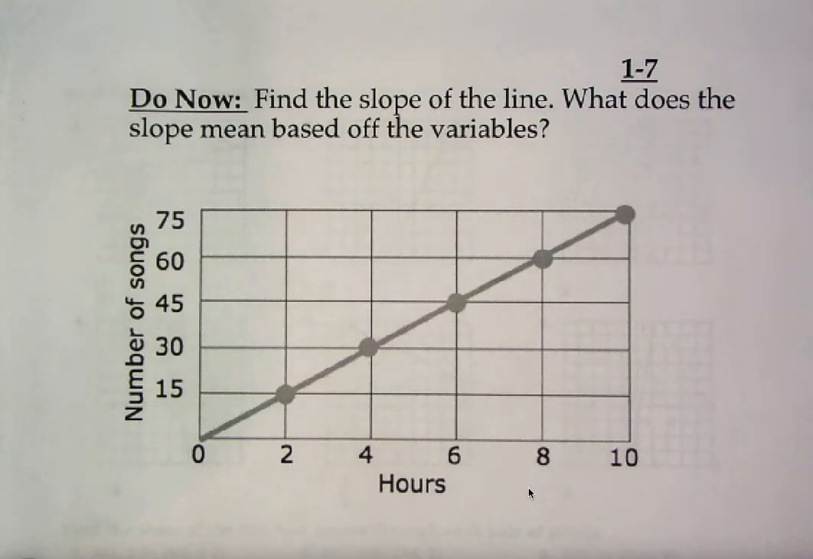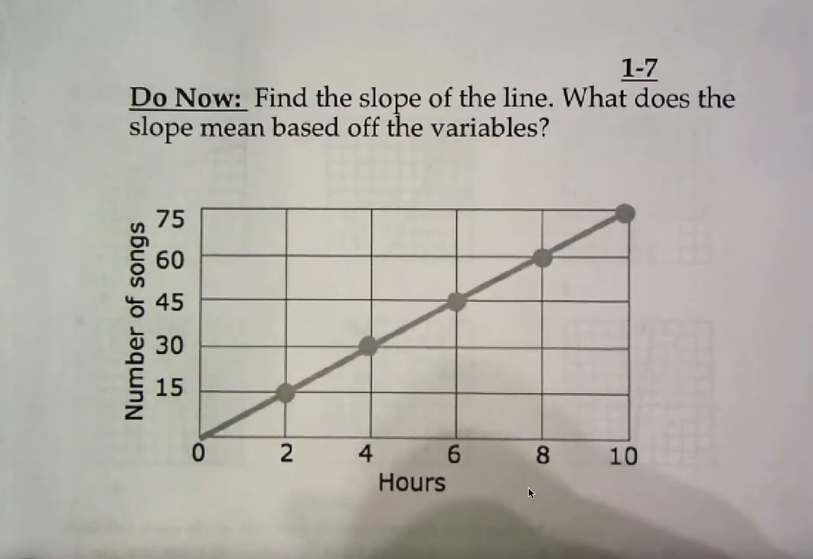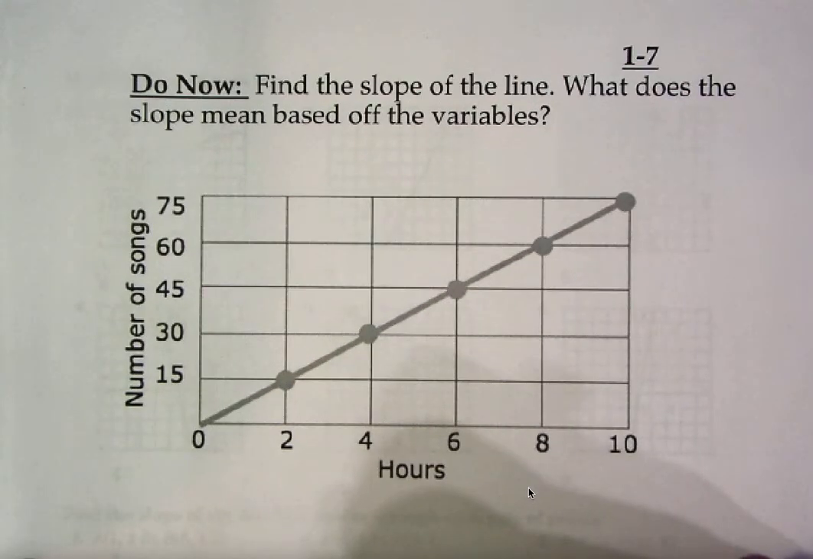Pause me if you want to do it by yourself, and then unpause me so you can see it. But I'm going to keep going to keep the video not that long. It says we have to find the slope. To find slope, we need 2 points.